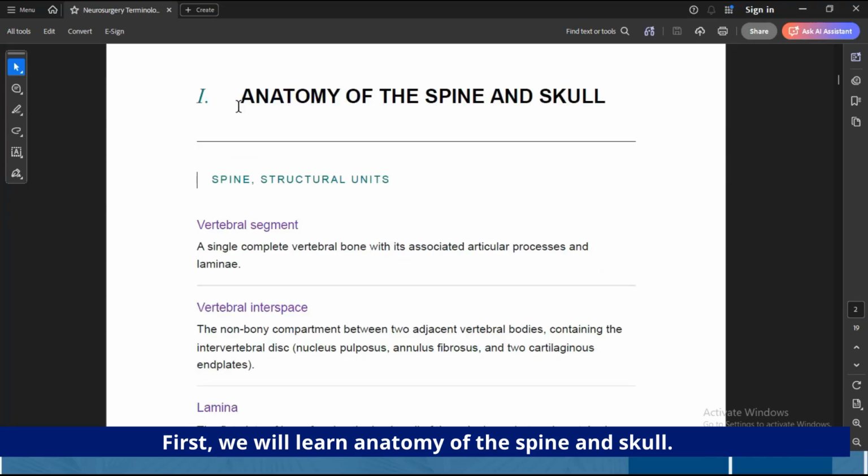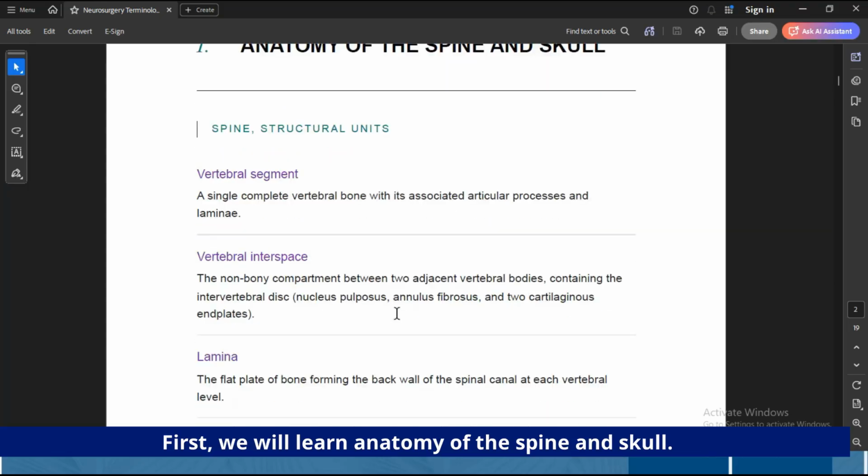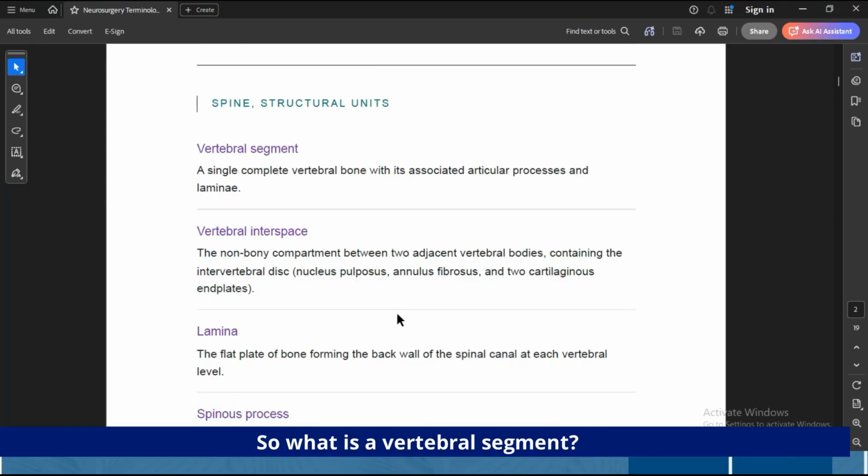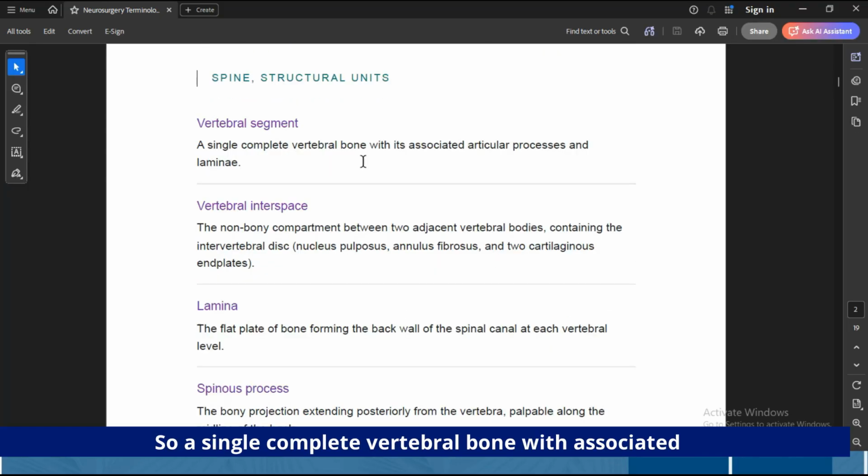First, we will learn anatomy of the spine and skull. So, what is a vertebral segment? A single complete vertebral bone with its associated articular process. So, what are articular process? Spinous process as well as transverse process and laminae. So, these are the parts of the vertebral segment.